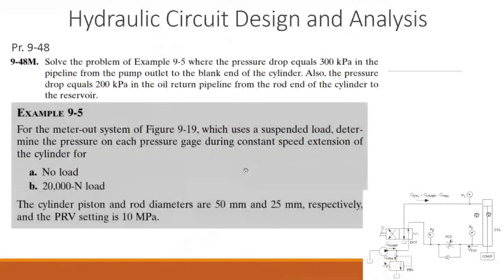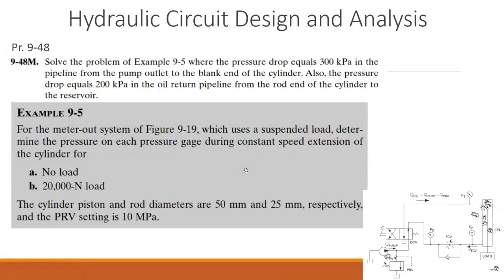But when you apply Newton's second law of motion with this load, you see two forces pointing downwards and one force pointing upward. This force at the blank end is pointing downwards because of the pressure provided by the pump, and the load is also pointing downwards. So these two would be added, minus this force, which is in the opposite direction, to balance it.